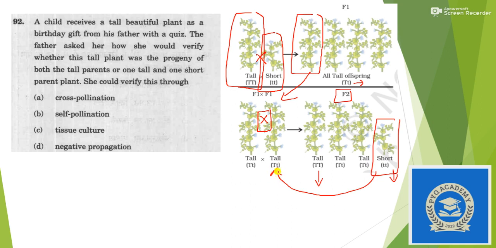So our answer lies in this F2 generation. Her father asked her whether the tall plant was a progeny of both tall parents or one tall parent. By doing self pollination, she can decide. If it was TT, then all the plants would have been tall. So the answer is self pollination. By self pollinating, she can verify it.